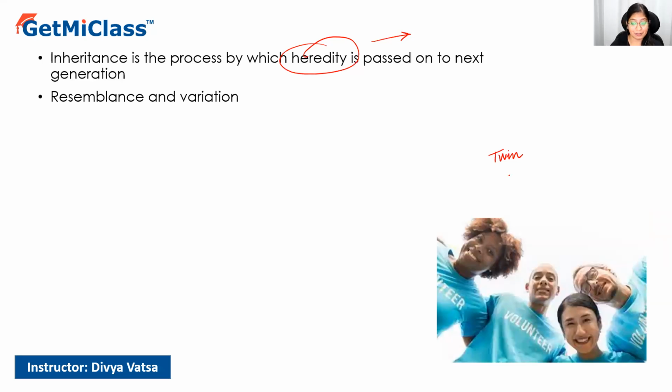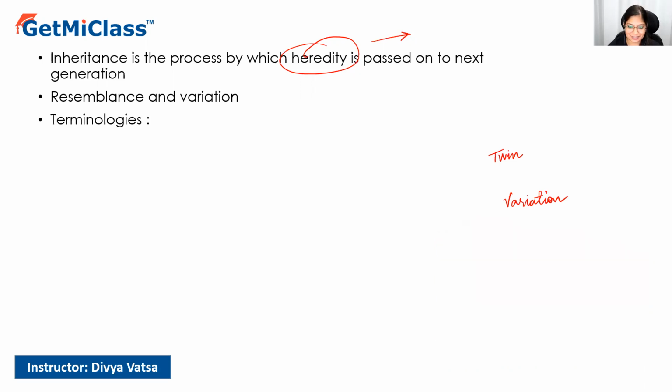But if we talk about the variation, here you can see that each individual is different. So there is a lot of variation to be seen in this image. And this also comes as a part of the inheritance, passing on of one character from one generation to another generation. We'll also have a look at the very important terminologies that you've already studied in this chapter.